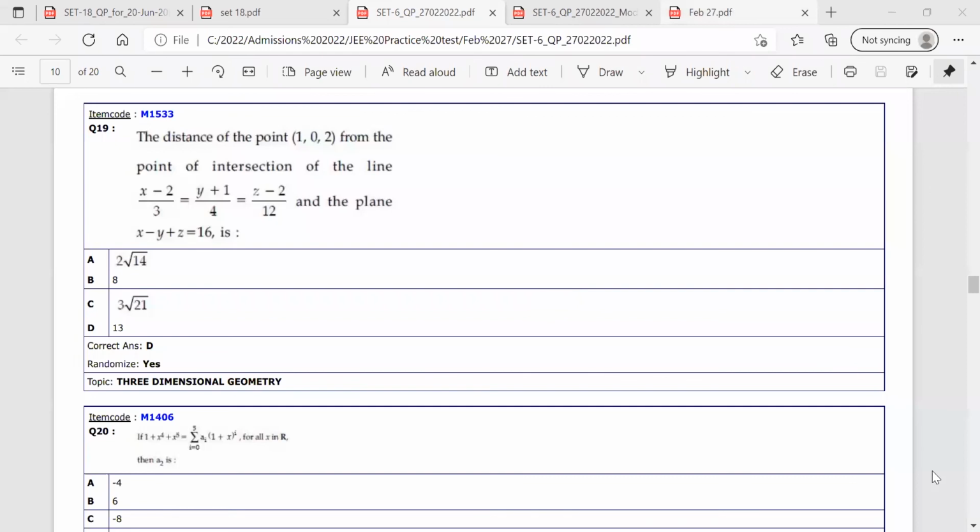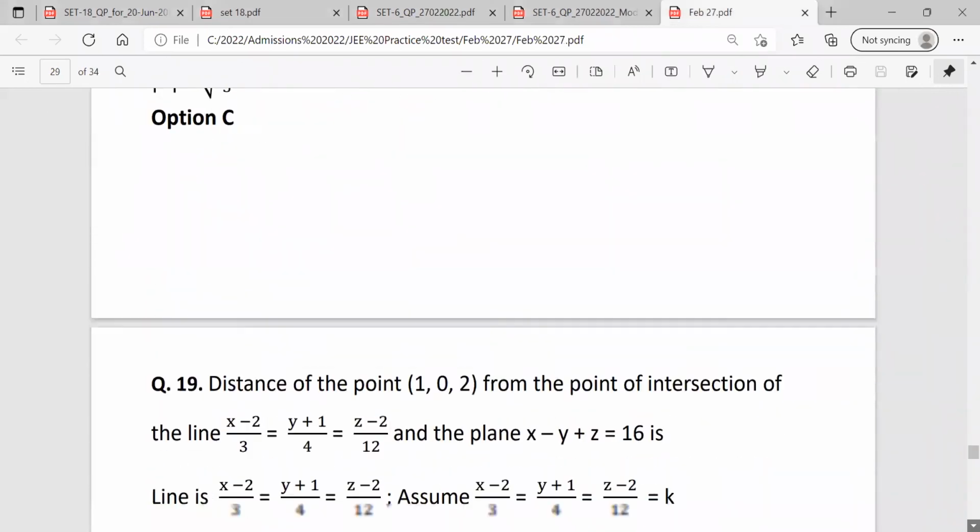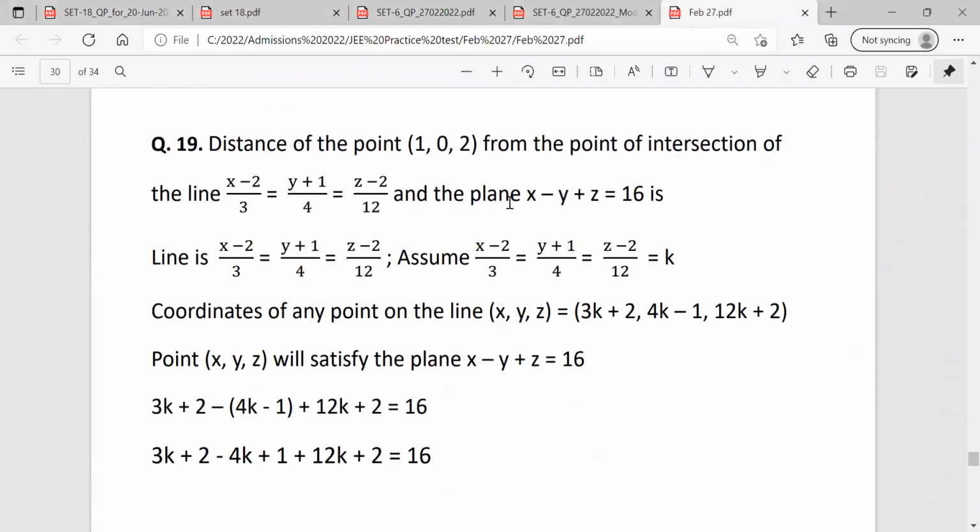So let's see how we can solve this question. What is given in the question, I have just written down, and we have the equation of the line. I'm going to assume that this equation of the line, that is (x minus 2) by 3 equal to (y plus 1) by 4 equal to (z minus 2) by 12, is equal to k. Now I can easily find the coordinates of x, y, and z from here.